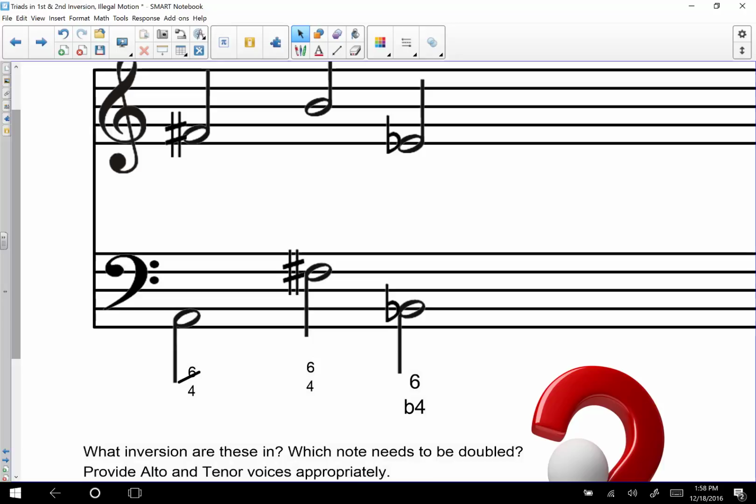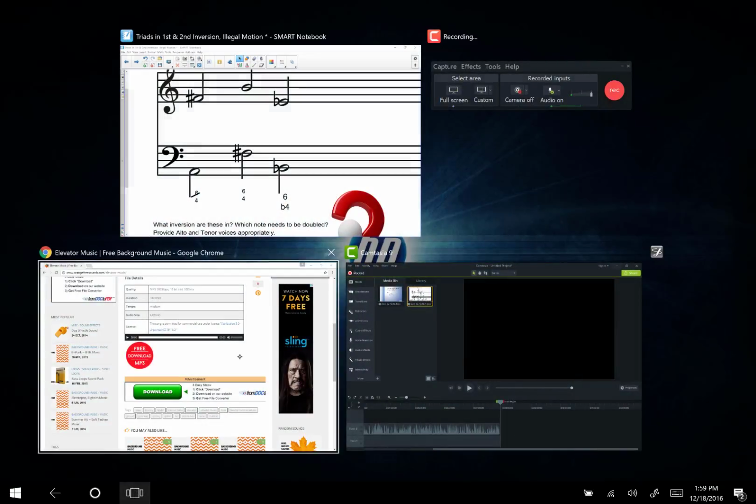We will need to find out some answers to these questions. You will need to identify the inversion of these triads, which notes need to be doubled, and provide the alto and tenor voices appropriately. So take some time to do this now, and I'll be back with you momentarily.